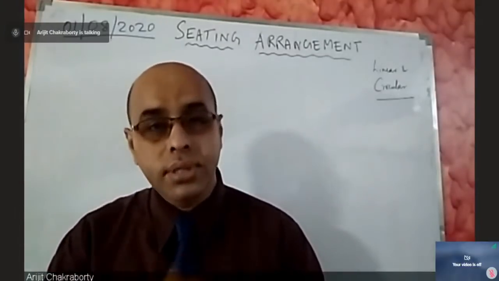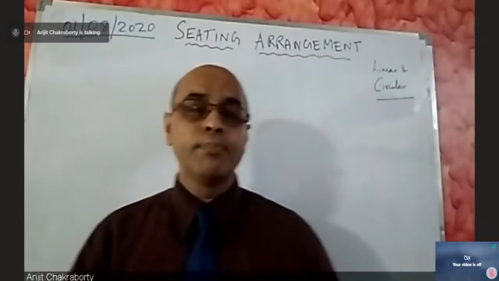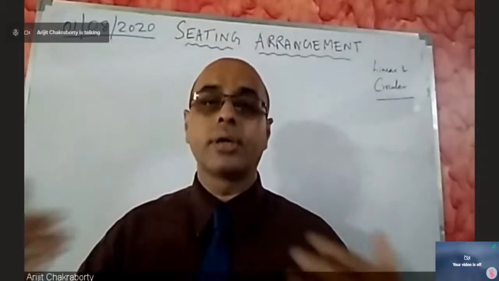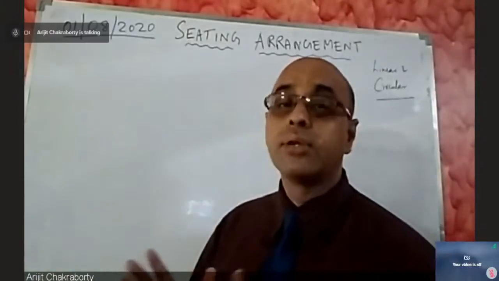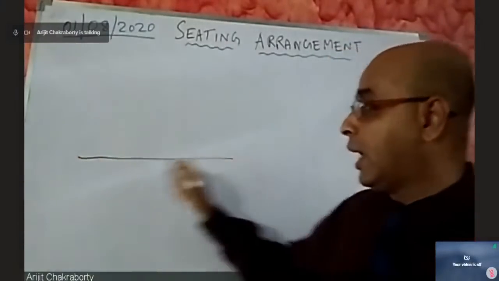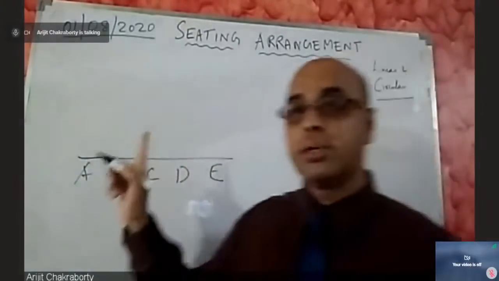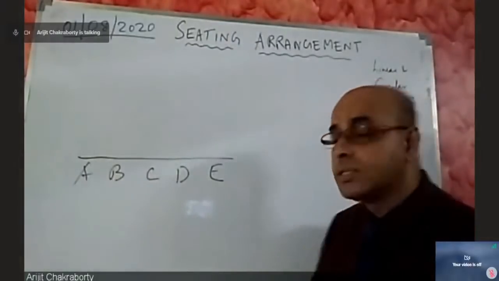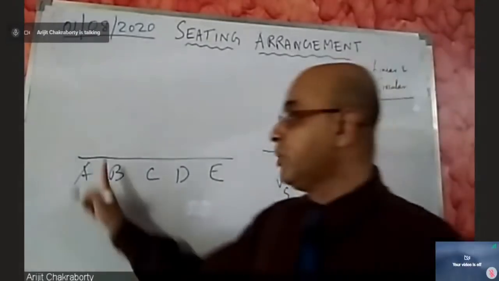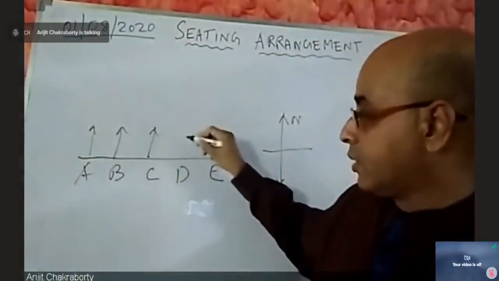What you need to also see is the conditions which are given in the problem. For example, A, B, C, D, E are sitting in a straight line on a row. Say all of them are facing north. So they are sitting in a row, A, B, C, D and E, and they are facing north. You know that we have done direction test. So north, this is south. That means their faces are towards the north. So they are facing north.